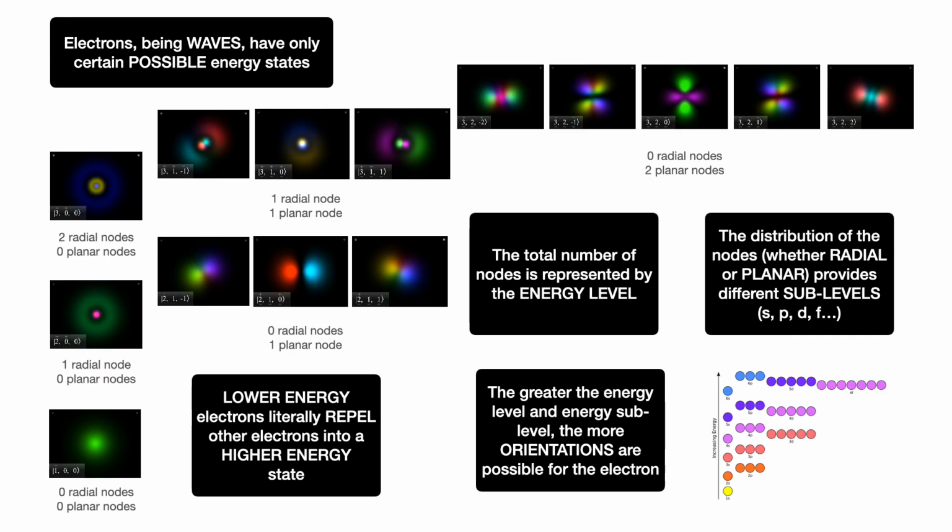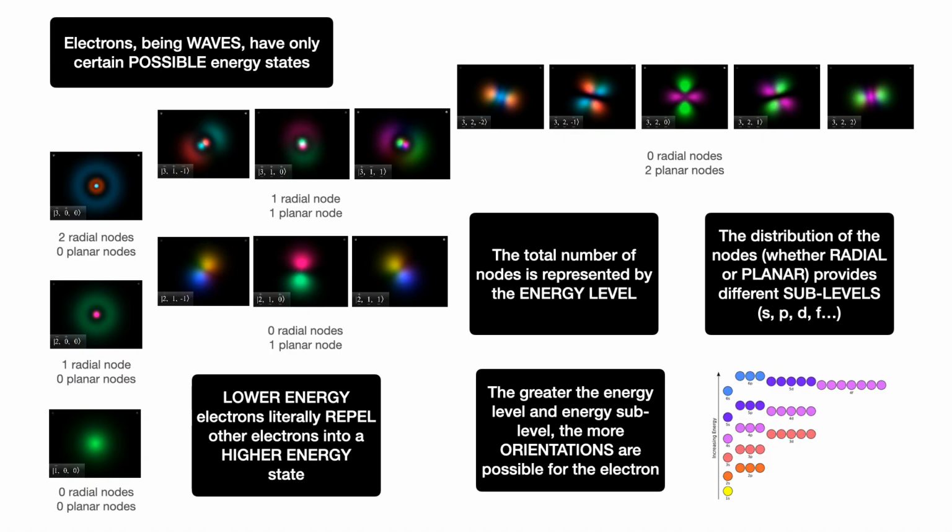And so that energy state, lowest energy state, right? No total nodes. Now, when we say s, what we really mean is zero angular or planar nodes. So you can see 1s, 2s, 3s, they are always associated with zero angular or planar nodes, versus p. Any p sublevel will be associated with one planar node. Now, because it's associated with one planar node, you cannot have a 1p sublevel. You can only start with 2p and 3p, 4p, 5p, etc.